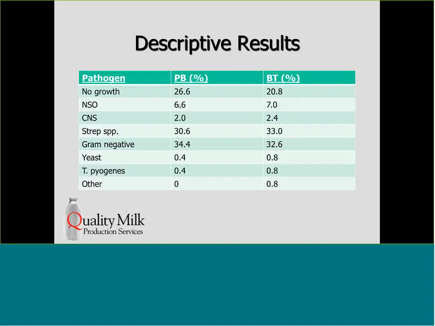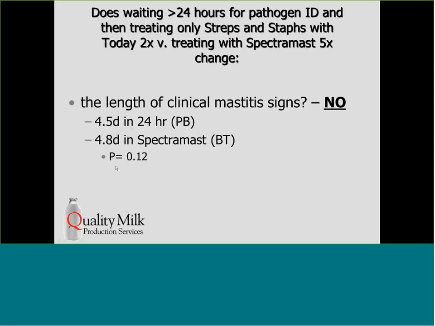All right. So in the pathogen-based group, we had about a quarter no growth and about 20% no growth in the blanket therapy group. No significant organisms were about the same. A couple percent each of coagulase-negative staphs, about 30% streptococcal species, and about a third gram negatives, and a smattering of a few other things.